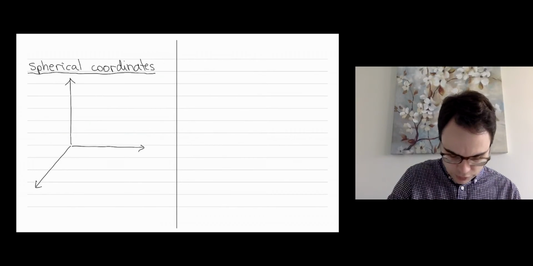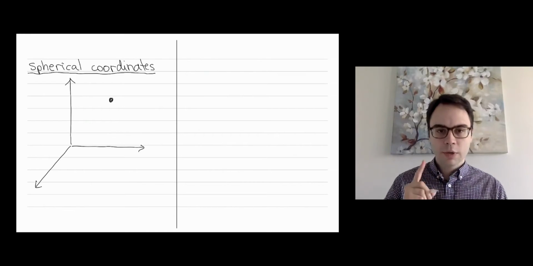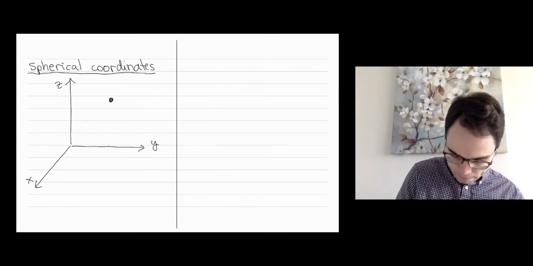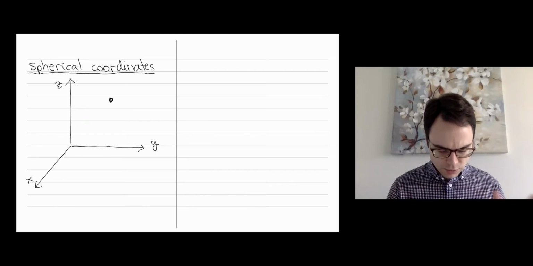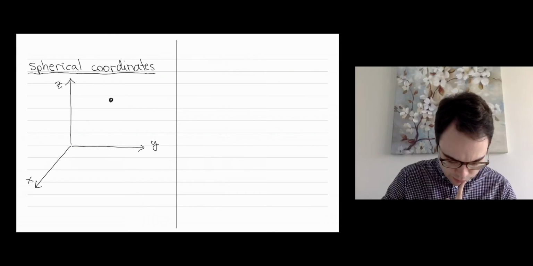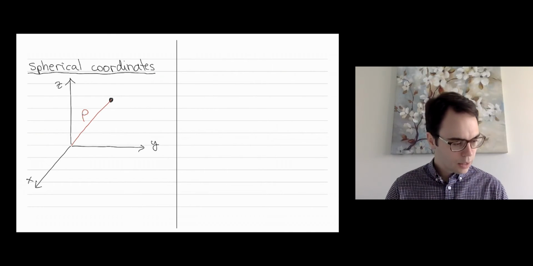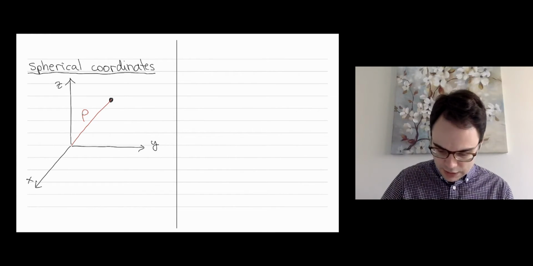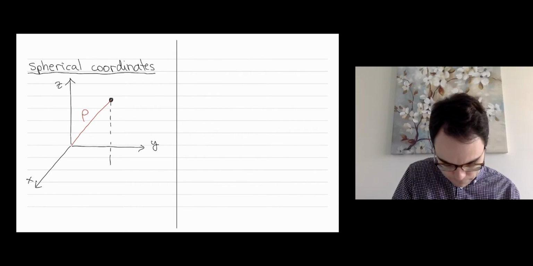So if I have a point, let's say I am looking at a point here in 3 dimensions. The original coordinates are x, y, and z. Instead of using these distances from these planes and using these axes to describe my point, I'm going to describe my point by telling you the distance from the origin. And then I'm going to use theta, the angle around the z-axis.